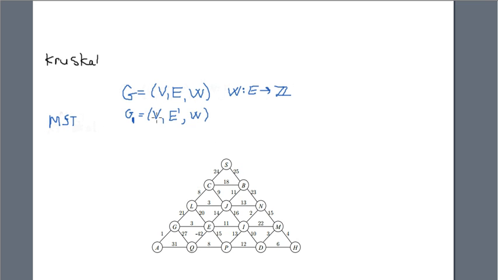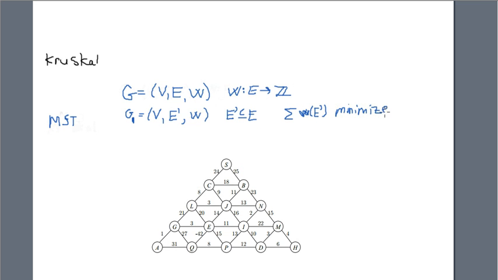In the minimum spanning tree, all vertices are connected. So E prime, the edges of this minimum spanning tree, is a subset of the edges in our original graph. But we can't just discard all of them. It has to be so that all vertices are connected. Also, we want the sum of the weights of all edges in the minimum spanning tree to be minimized. So we want to minimize this.